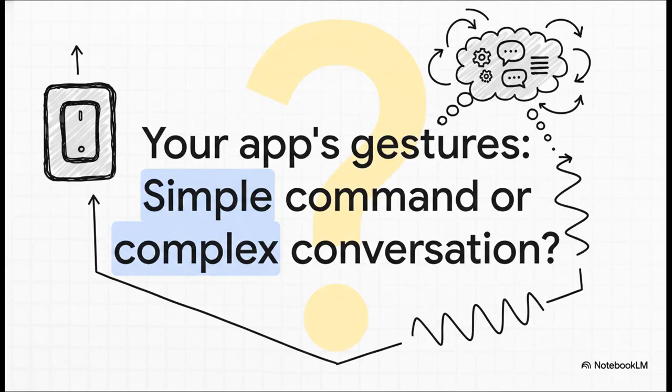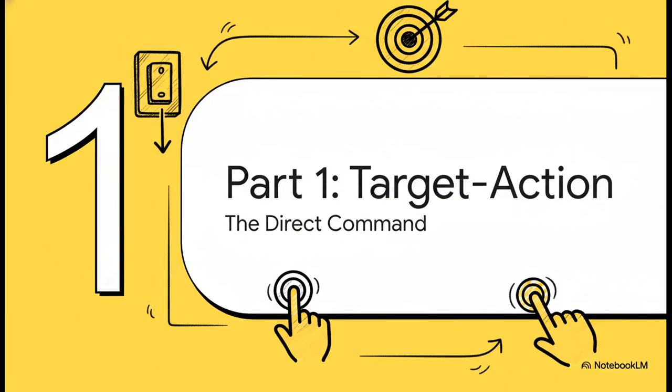So before you even type a single line of code, you've got to ask yourself this one question. Is the user's touch just a simple command, like flipping a light switch, click, and it's on? Or is it more like starting a conversation, a back and forth between different parts of your screen? Nailing this distinction right up front is the secret, because it points you exactly where you need to go. All right, let's start with that light switch idea.